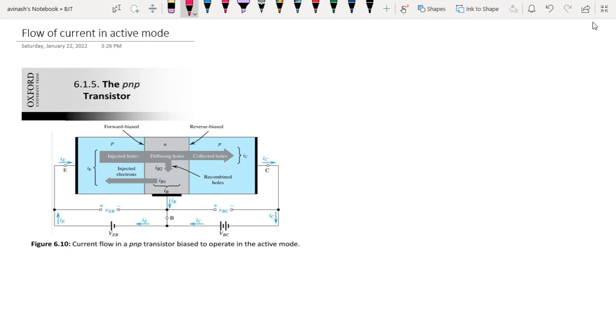Hello students, today we will discuss the flow of current in active mode. Flow of current in active mode. Consider a PNP transistor which is operating in active mode.